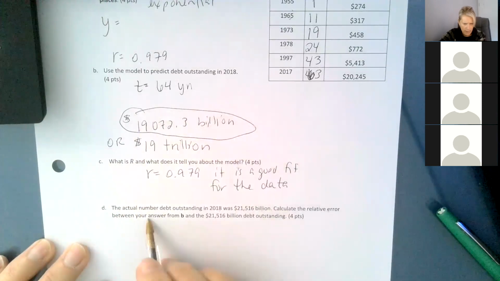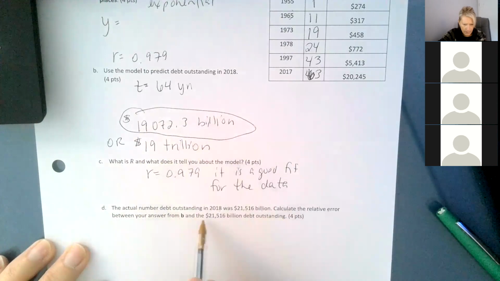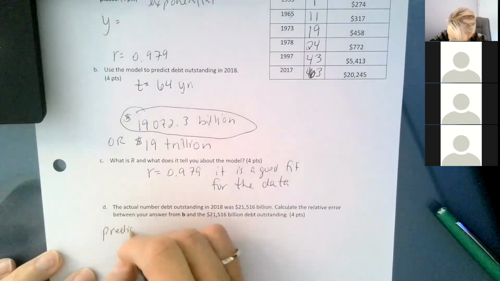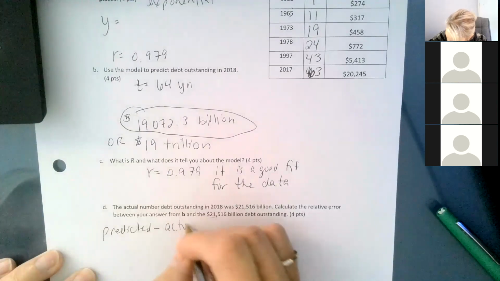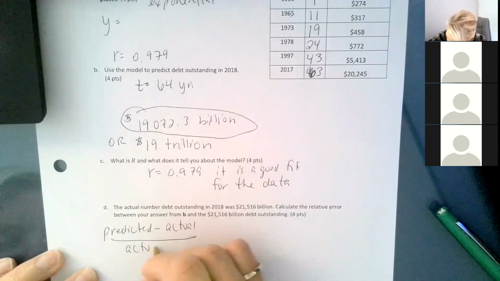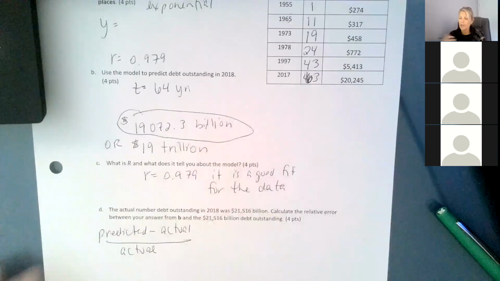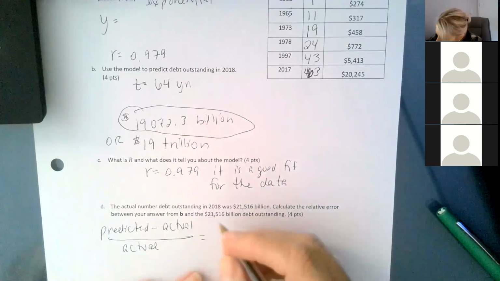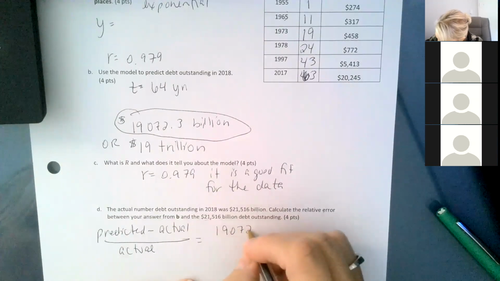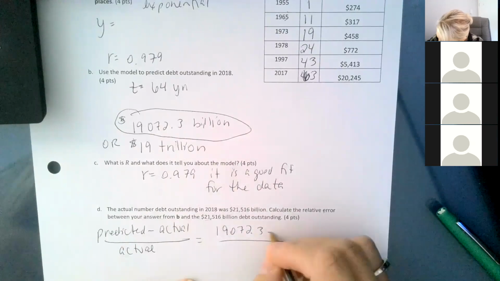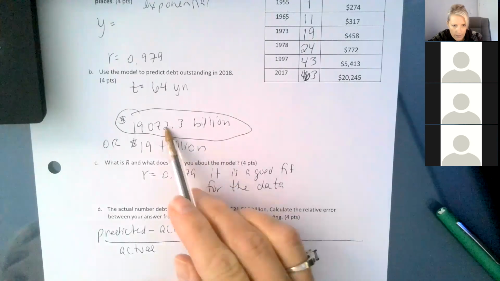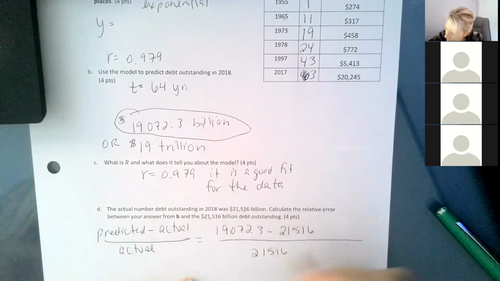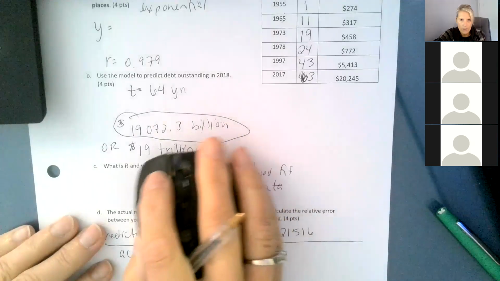Calculate the relative error between your answer from B, right here, and the actual. So remember, when you do error, it should be the predicted subtracting the actual over the actual. And this is where it is important on your midterm that you're writing out the formula and then filling in your numbers so that I know what you were intending to do. So the predicted is 19,072.3, and you don't have to put any zeros on there as long as your units are both in billions. That's why I'm using this one. And then minus 21,516 divided by 21,516. And I'm going to show you how I type this in Desmos.